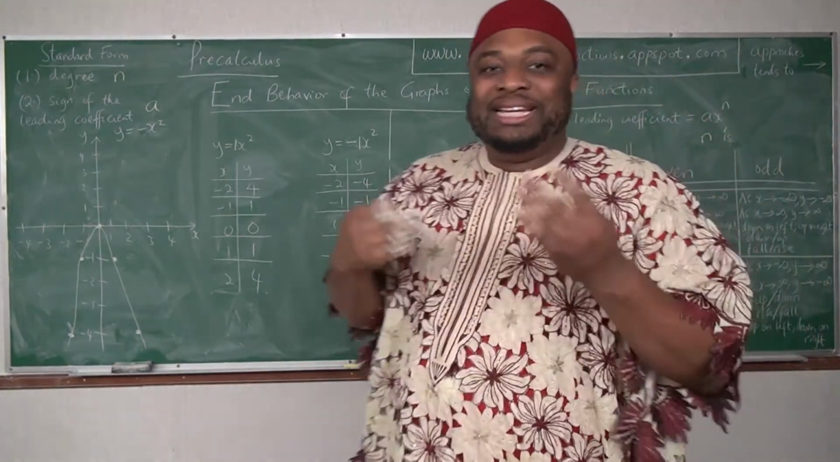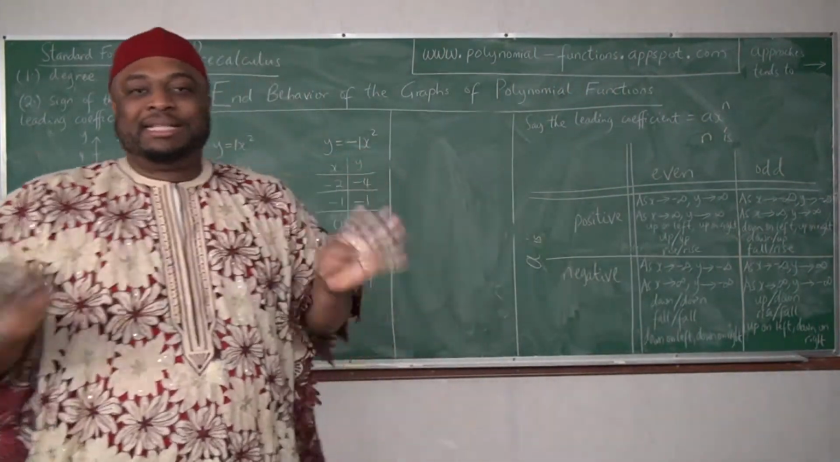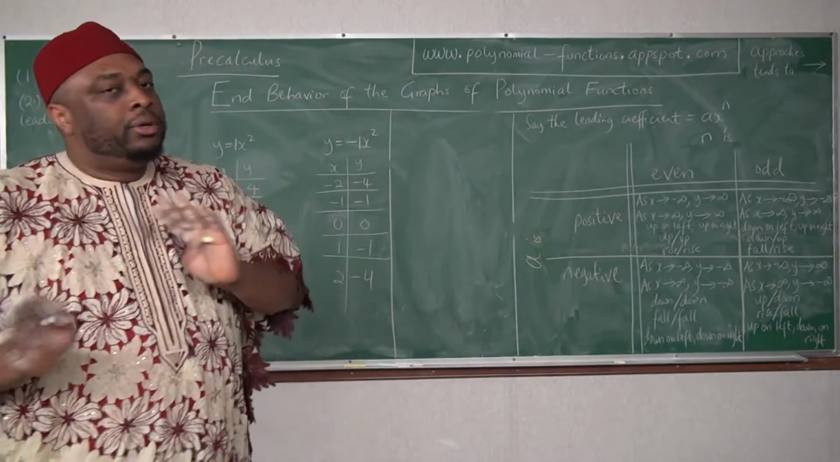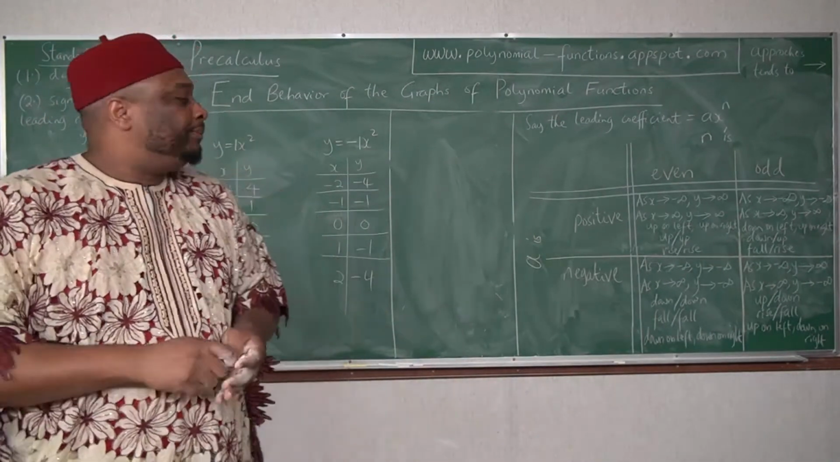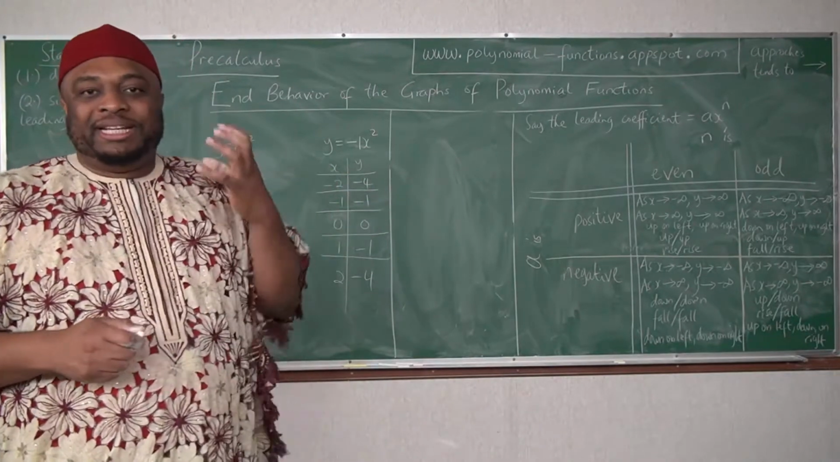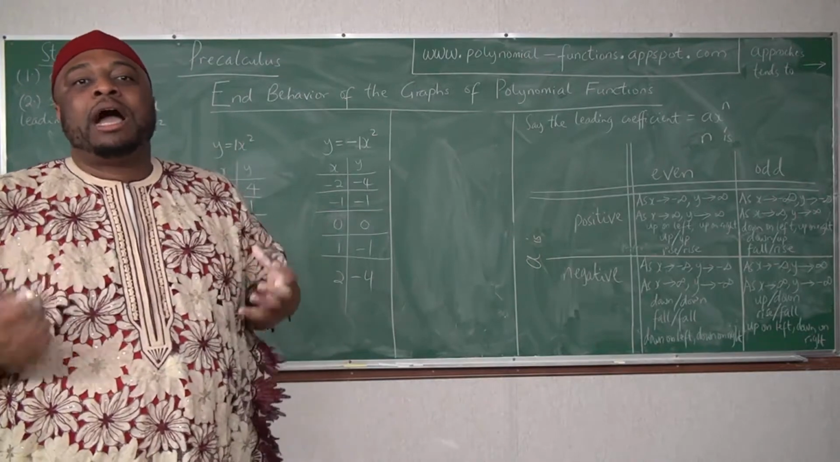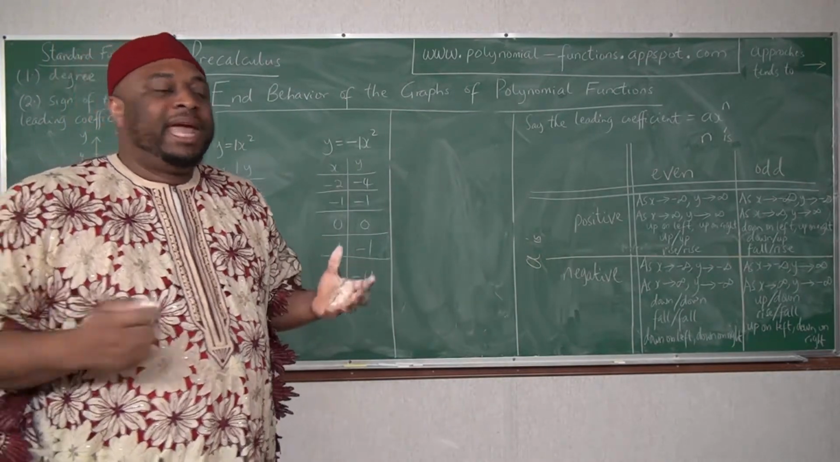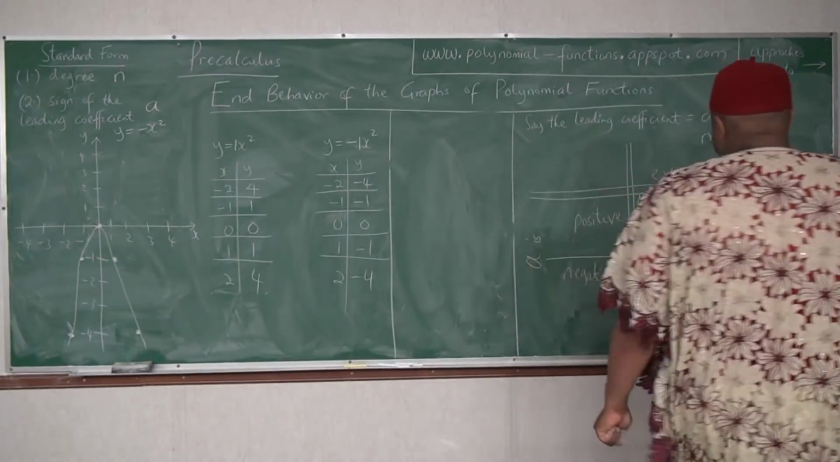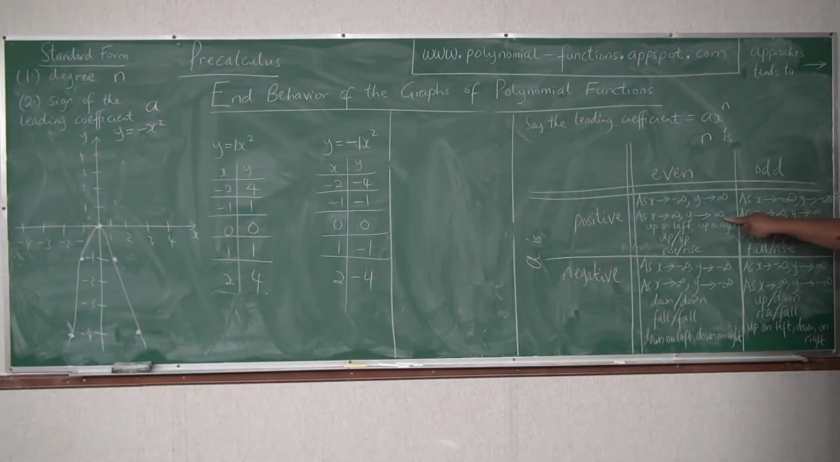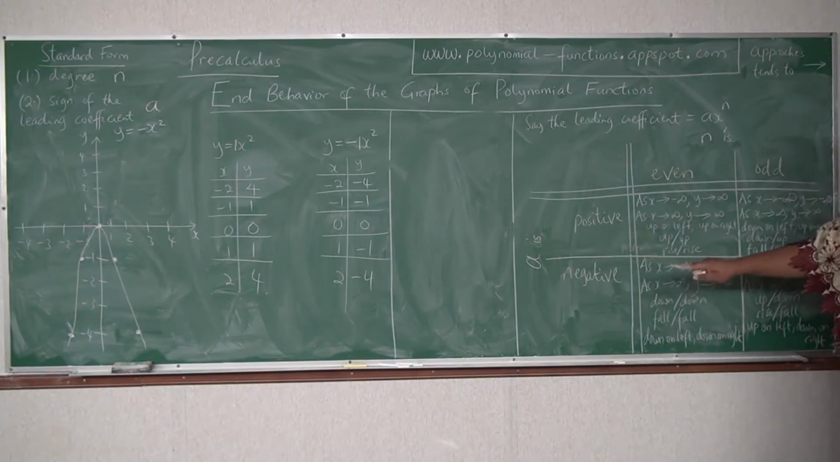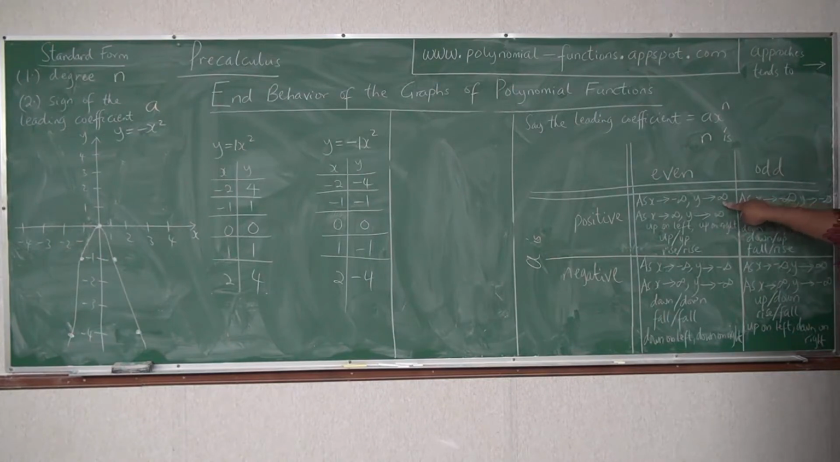Now, as you can see here, we are looking at x as the input, y as the output. We discussed that in functions. This end behavior is actually the behavior of the output. How does the output behave? How does y behave? You look at this here. For this case, positive leading coefficient, even degree, y approaches positive infinity. Up, up.